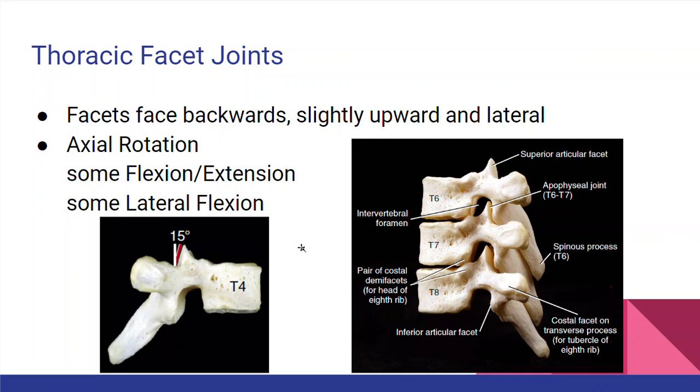At the thoracic level, the facet joints face more backwards, slightly upward, and lateral. So it's not at a 45-degree angle. They are facing mainly backwards and slightly lateral, so we get axial rotation, some flexion extension, and some lateral flexion. Remember, also in our thoracic region, we have the demifacets, so the ribs articulate here between two vertebrae, and they also hit the costal facet. Again, look at a full skeleton to really see what's going on with the ribs and the articulation with the thoracic spine.